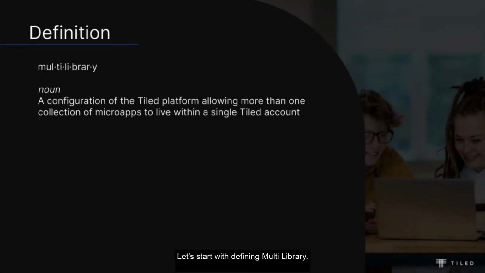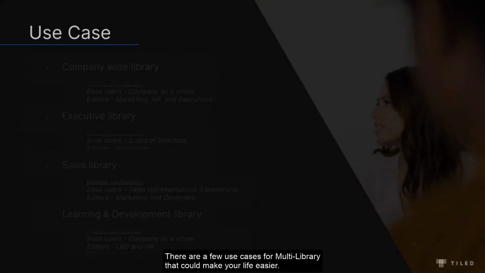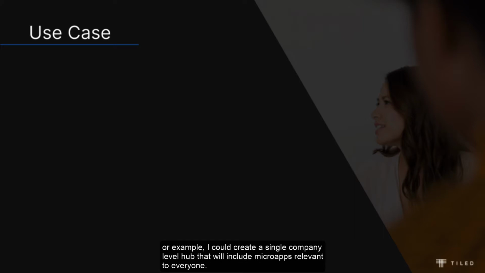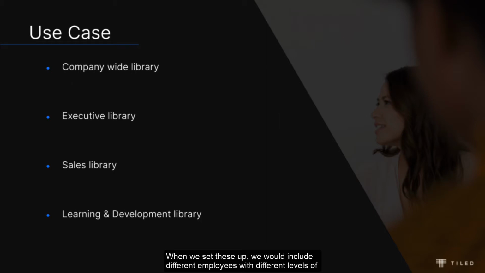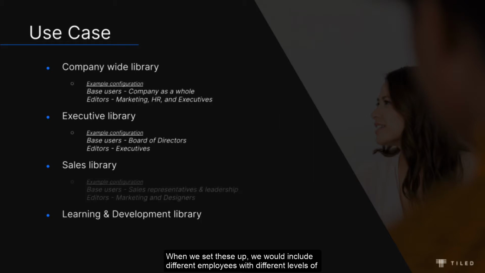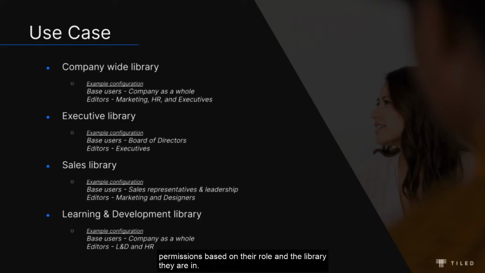Let's start with defining multi-library. Multi-library allows users to be a part of multiple libraries with different permissions in each one. There are a few use cases for multi-library that could make your life easier. For example, I could create a single company-level hub that will include micro-apps relevant to everyone. We could then create libraries for our executives, our sales team, and our learning and development teams. When we set these up, we would include different employees with different levels of permissions based on their role and the library they're in.